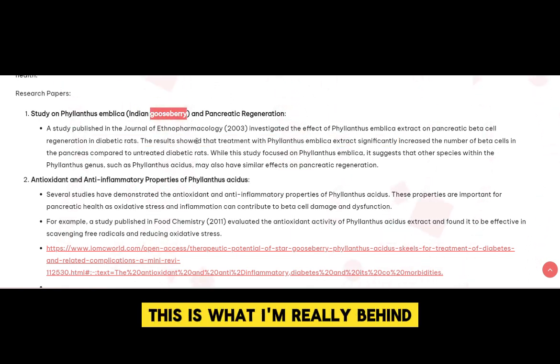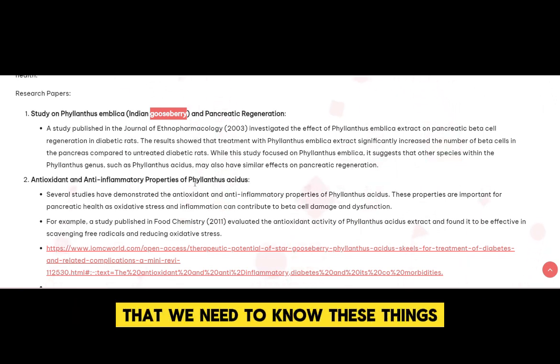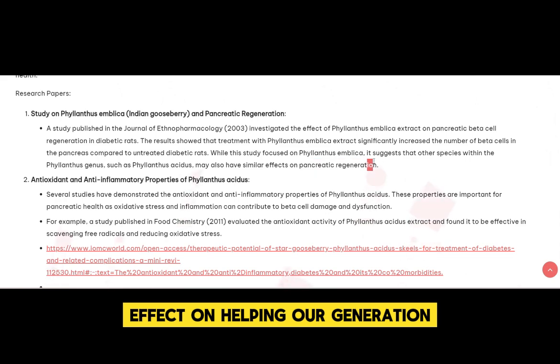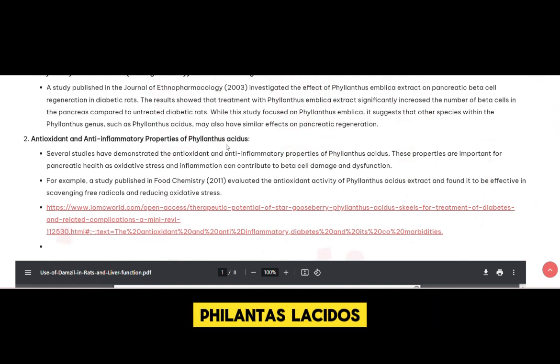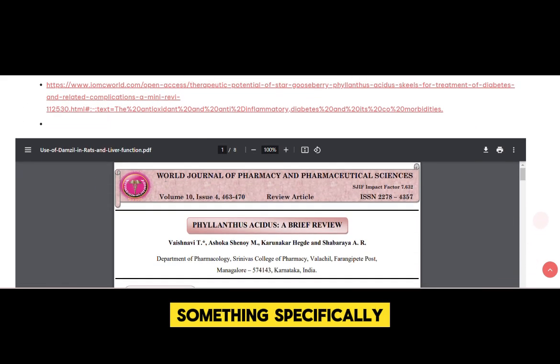Now, this is what I'm really behind, to help myself and help others who might be following me, that we need to know these things. So they say that Phyllanthus acidus has similar compounds, and it might have a similar effect on helping regeneration. That's one study, and then another study looked at the antioxidant property of Phyllanthus acidus. And here I did extract just little notes, nothing specific.